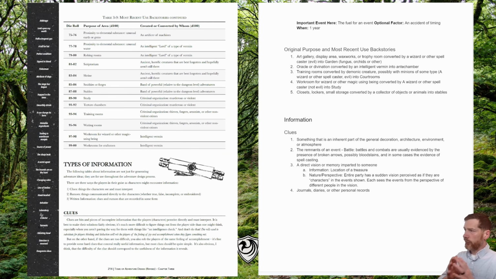Clue number 4 is a journal, diary, or other personal records. And this is something that I have a bad habit of using when I create adventures and just need to quickly give information to my player characters. It's a bad habit. It's one that I've been trying to break. And so when I see this come up, I get a little bit nervous that this is too similar to what I do and have done in the past. But let's roll on the subtables and see what we come up with.